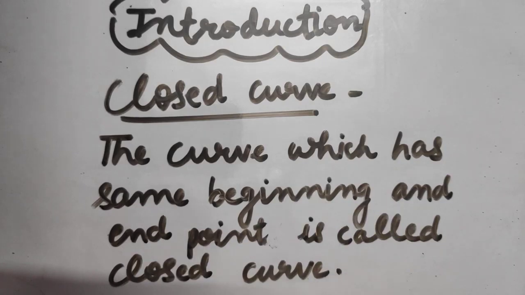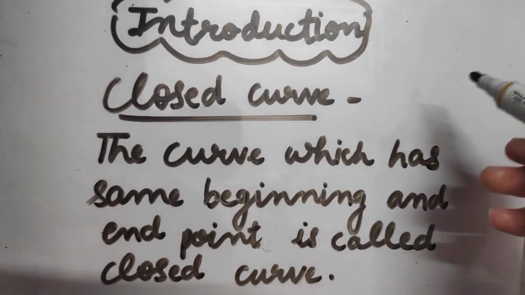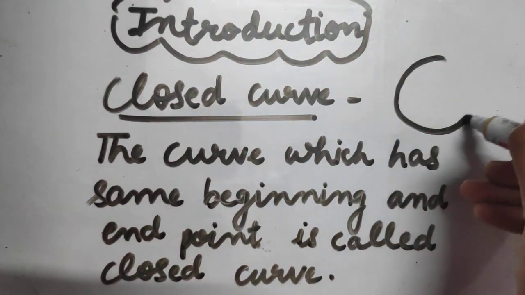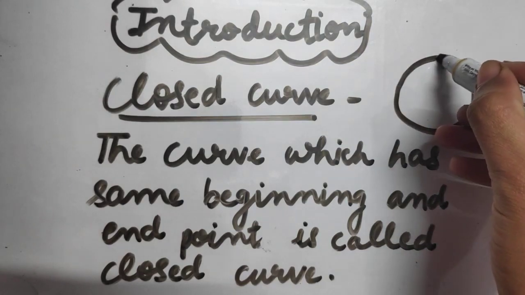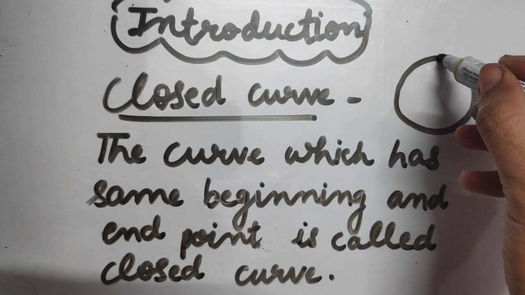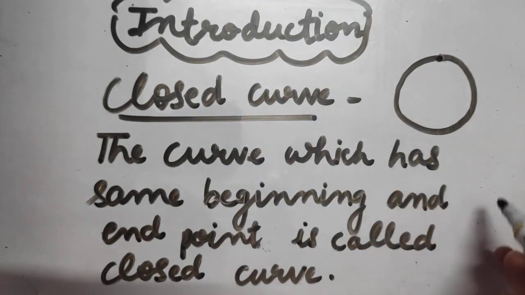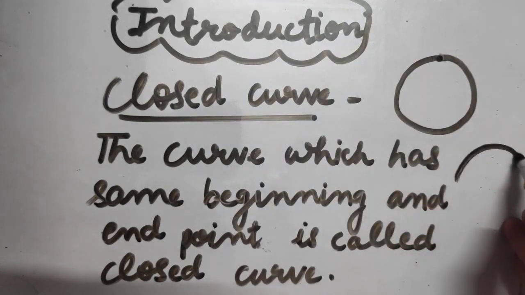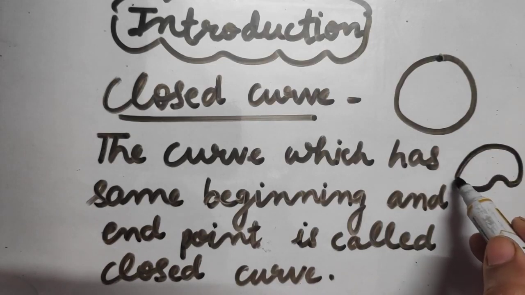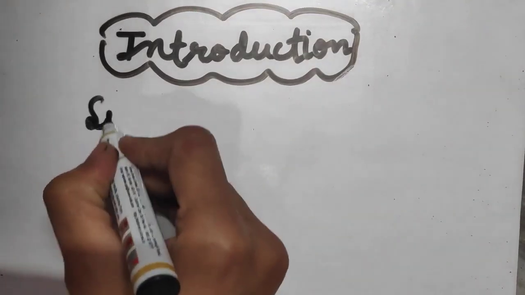So let us see now a closed curve. A closed curve can be made in the manner like this. This has same beginning and end point. I have started this curve from this point and I have ended at this point. So this is a closed curve. Another example can be like this. If I am making a curve like this, I have started this curve from this point and I have ended this curve at this point. So this is again a closed curve. So let us talk about now simple curve. So what is a simple curve?